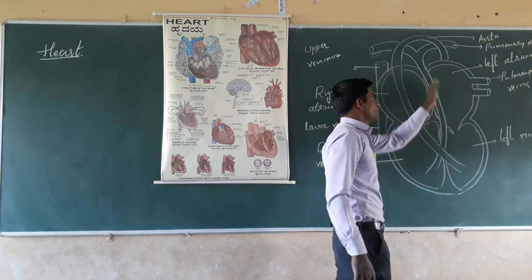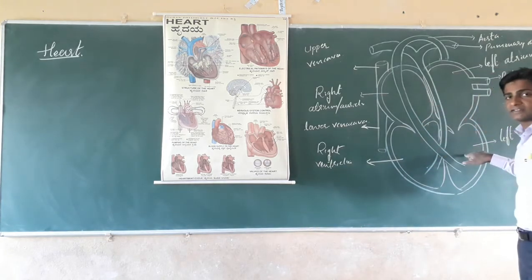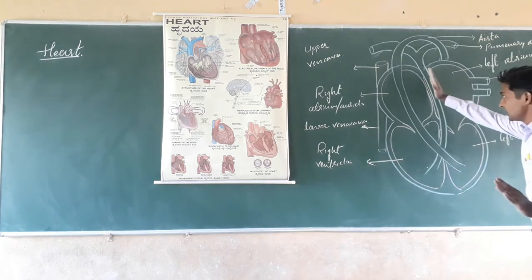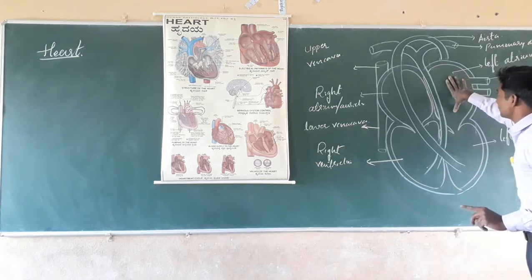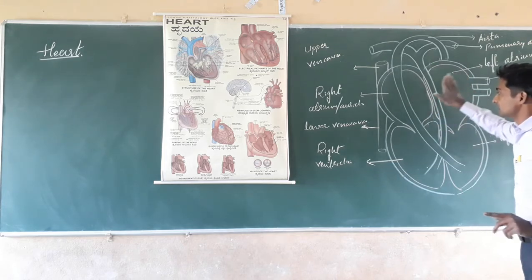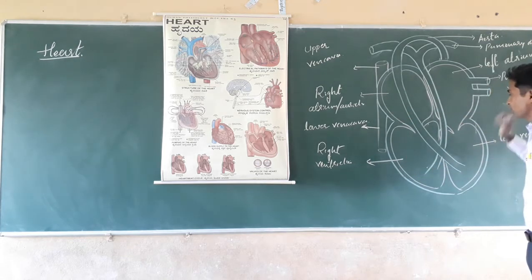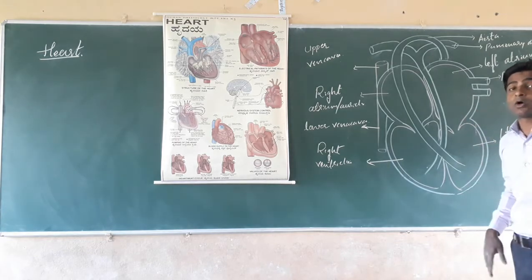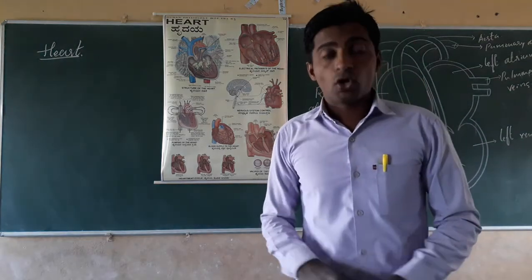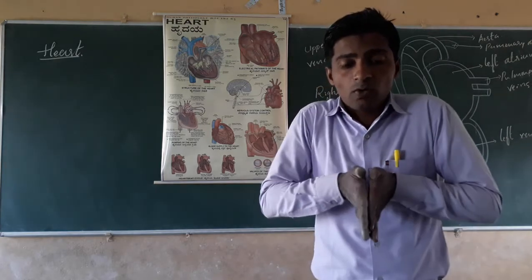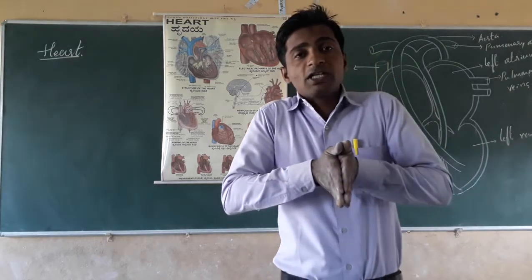The 2 upper chambers are called the atriums. 2 lower chambers are called the ventricles. Again, the atriums and ventricles are separated by the septums. The left atrium and right atrium, and here the left ventricle and right ventricle, they are separated. Why are they separated? To avoid the mixing of deoxygenated and oxygenated blood, or impure blood and pure blood. To avoid this mixing in the heart, they have 4 different chambers.